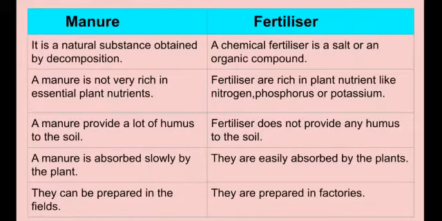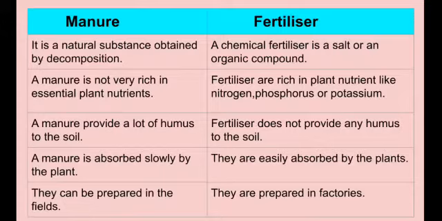So let us discuss what is manure. It is a natural substance obtained by decomposition. As you know, the dead and decaying matter gets converted into manure by the decomposers, okay. And a chemical fertilizer is a salt or an organic compound. As you know, fertilizers are of two types, okay. One is chemical and another is natural or organic fertilizer. So here we are talking about the chemical fertilizer. So a chemical fertilizer is nothing but a salt or organic compound.